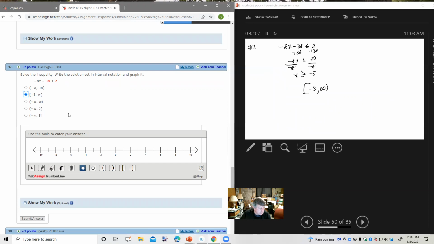Then I'm supposed to graph it. So I need a bracket at negative 5 and then an arrow going to the right. Let's see here. Select. How do I get an arrow? This is where if I'd been practicing WAMAP or WebAssign, excuse me, I'd know. How about this? There we go. Okay.